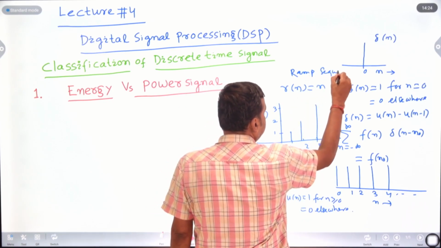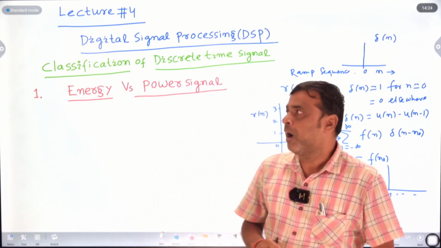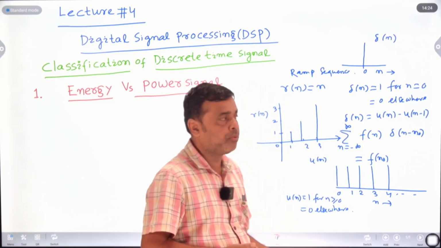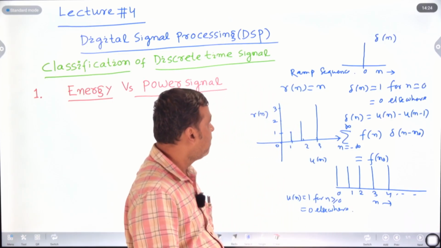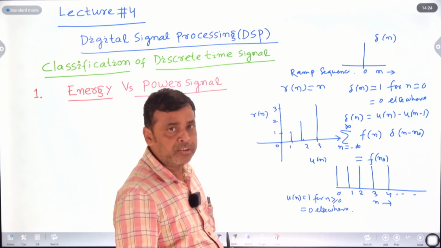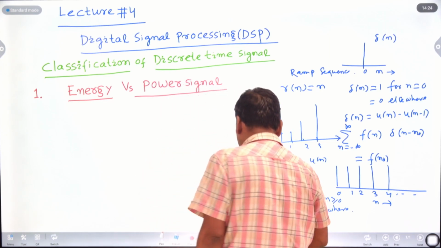I already told you in the previous class how to represent the signal, and there are some elementary basic signals: the unit sample sequence or unit impulse sequence, the ramp sequence, the exponential sequence and the sinusoidal sequence.